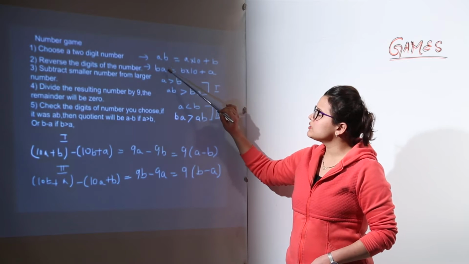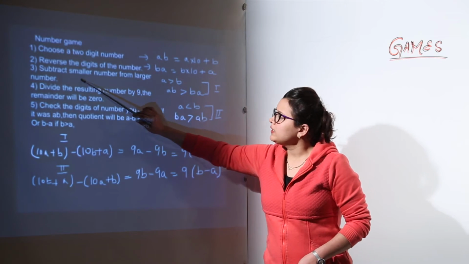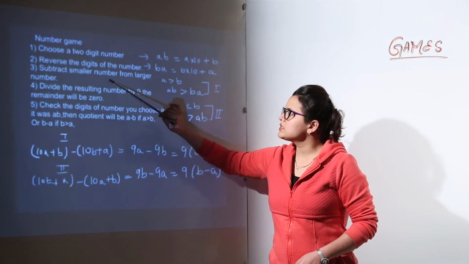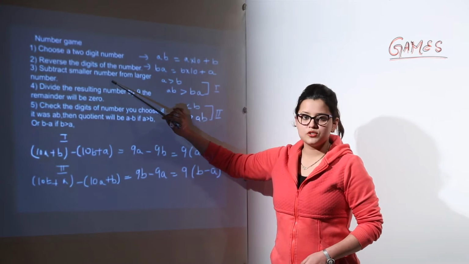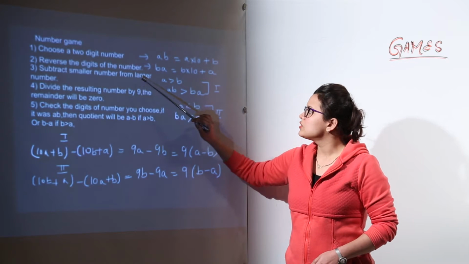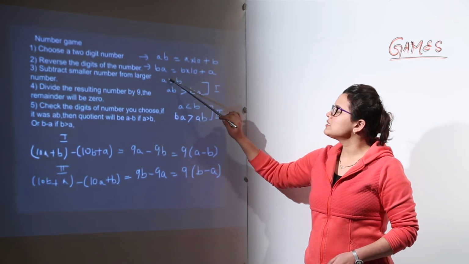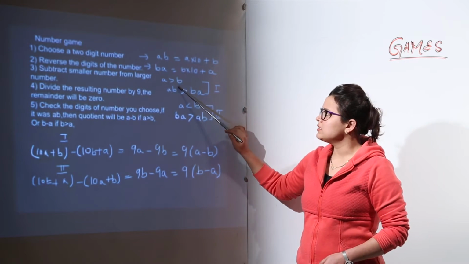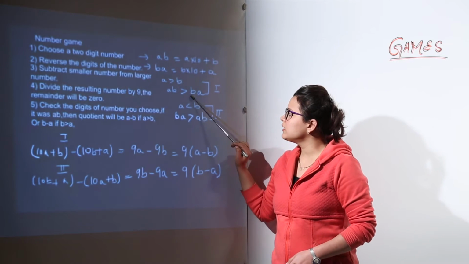Now out of these both, finally you have to check which one is the smaller and which one is the larger, because you have to subtract the smaller number from the larger number. So in this case, if A is greater than B, that means your AB will be greater than BA.